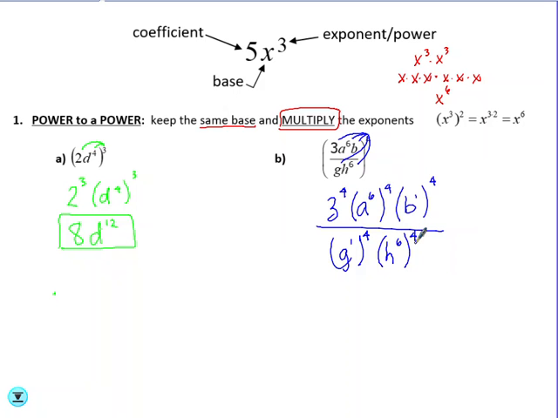So then I just need to see what 3 to the 4th is. If you plug that in your calculator, that gives you 81. Then we need to multiply the exponents. 6 times 4 gives us a to the 24th. We have b to the 4th, g to the 4th, h to the 24th. And I'm getting these exponents by just multiplying 6 times 4, or 1 times 4, 1 times 4, and 6 times 4. So this would be our final answer.